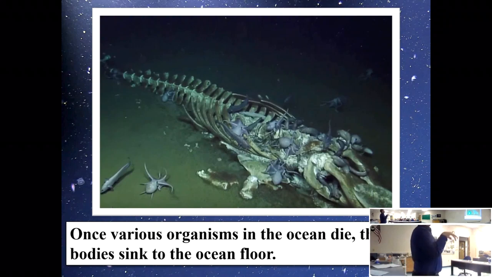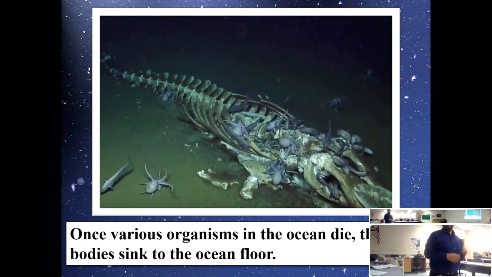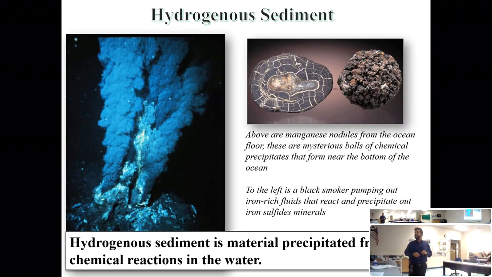Okay, so now we're going to talk about some other sources. Most of the sediment in the ocean is either terrigenous or biogenous. We're going to talk about some other sources that are a little bit weird, and then we're going to move on to some other stuff. I also want to talk about hydrogenous sediments.